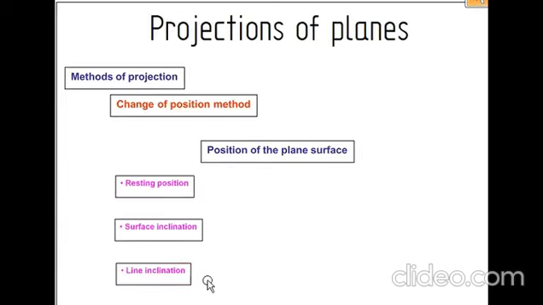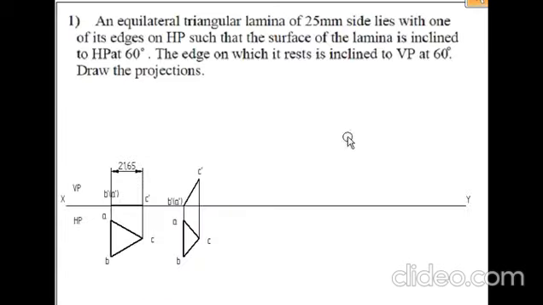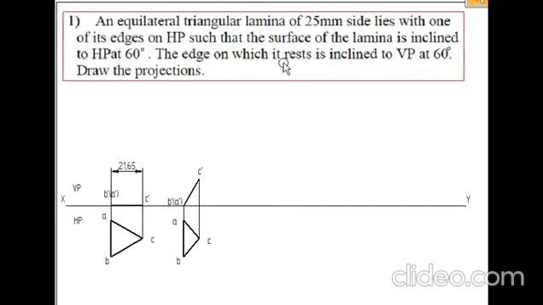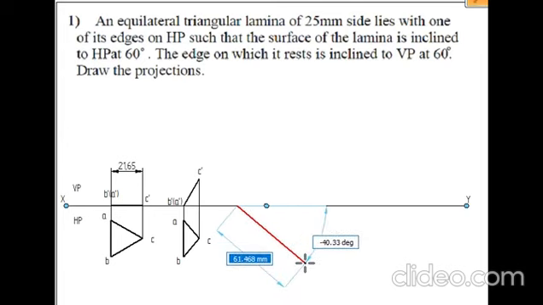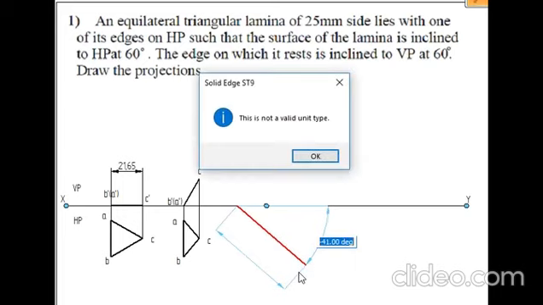The data will be obtained at this condition, the line inclination condition. You can see here the edge on which it rests is inclined to VP at 60 degrees. Whatever the inclination is with respect to VP, that will be seen in the HP plane, right? So I will draw a line with respect to the XY line, of any length, and the angle will be 60 degrees.